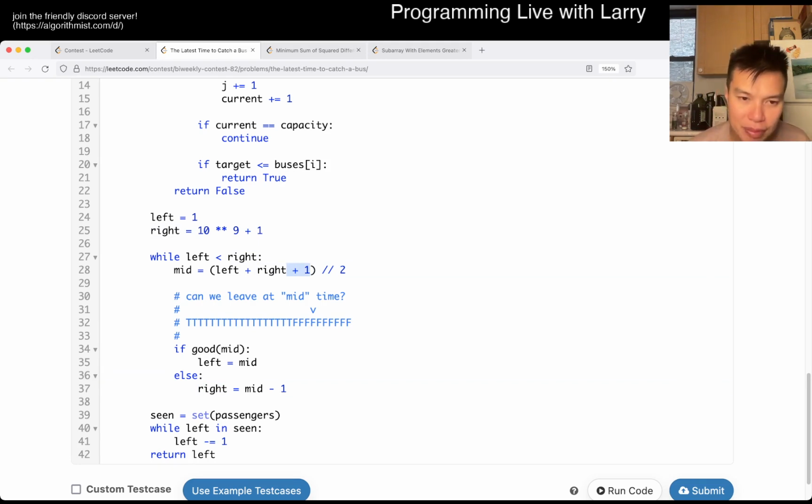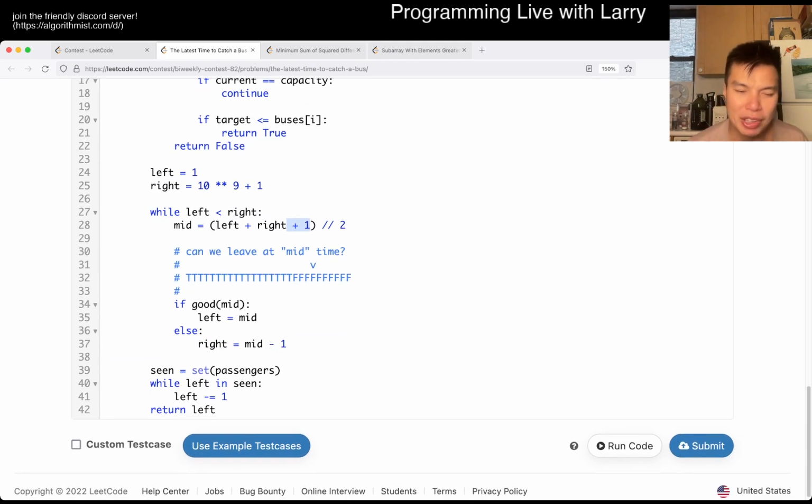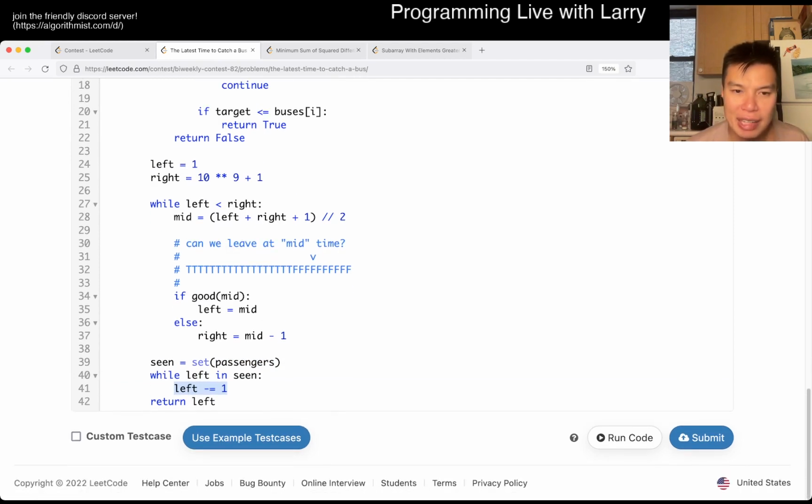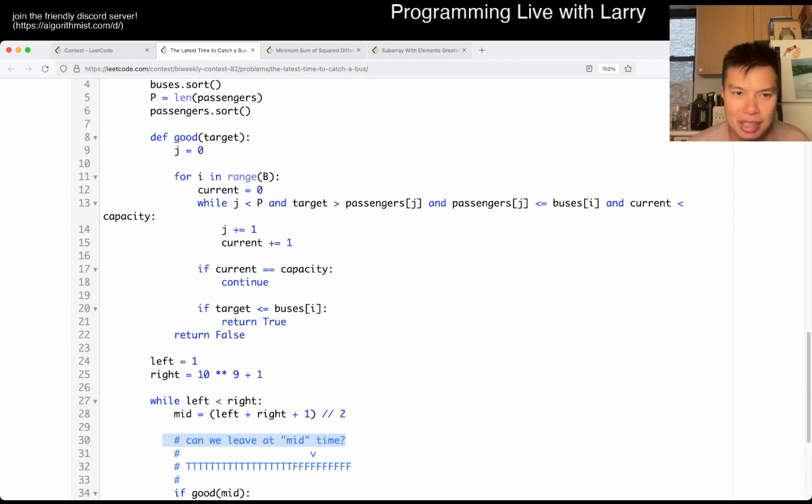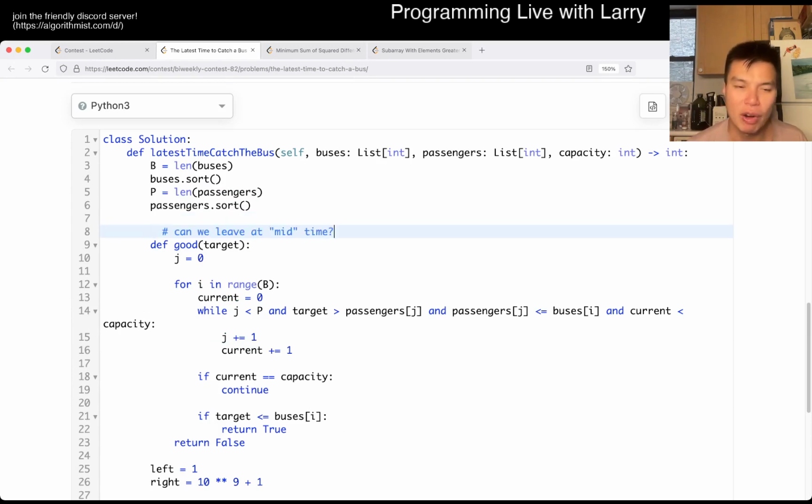And for this particular problem, because we cannot leave when a passenger leaves, if we try to leave at the same time, then I just move the time by one more. That's almost like a dedupe thing, right? And then now the question is, can we leave at the target time? I think this one was a hard function to write.